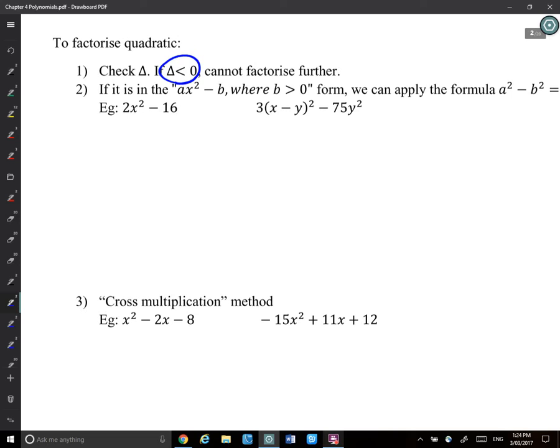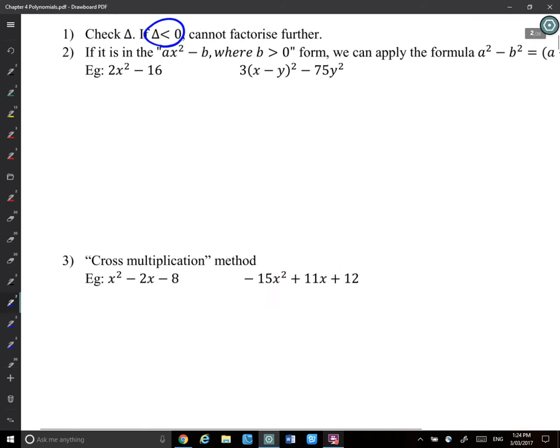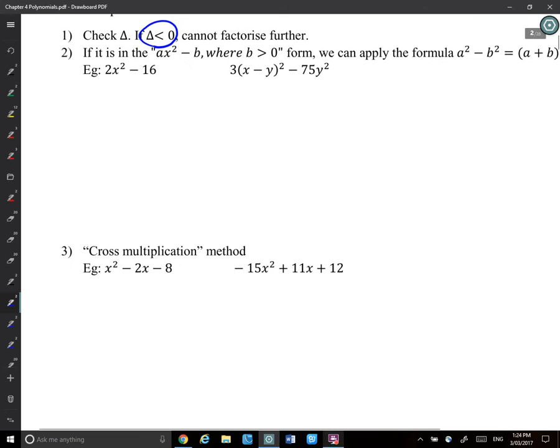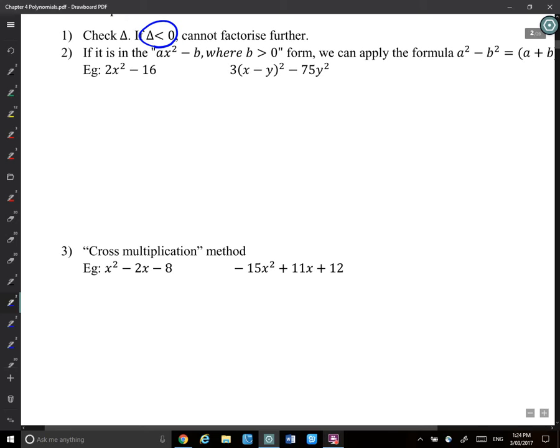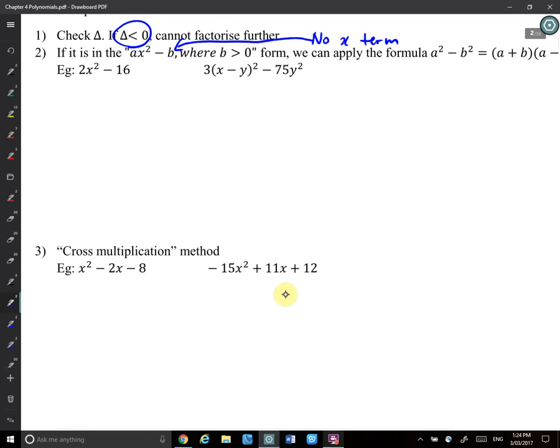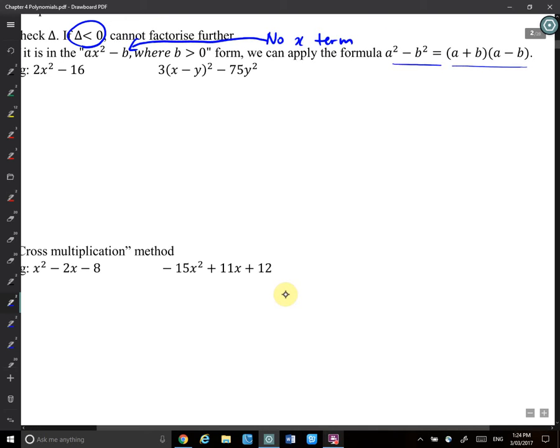Some students try for about 5 minutes and say, oh, I can't factorize. You should know at the very beginning, and you shouldn't pay any attention to that equation anymore. So we check the discriminant first. The second thing is if it is in the form ax squared minus b, which means there is no x term, no middle term, and b is greater than 0. We can apply the difference of perfect squares formula to factorize that.